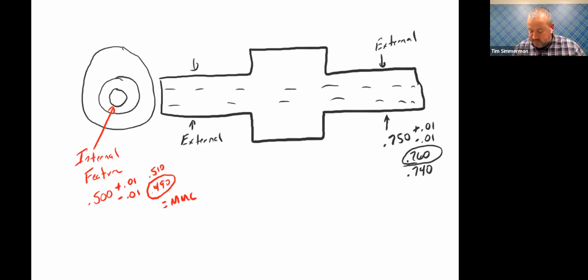So 760 for an external feature would equal maximum material condition. Makes sense, right? Maximum material condition means the part is at its heaviest. So on outside features, when it's at the upper end of its tolerance, that's when it's at its heaviest. For internal features, when the part's at the small end of its tolerance, that's when it's at its maximum material condition. Any questions about that one? Maximum material condition?